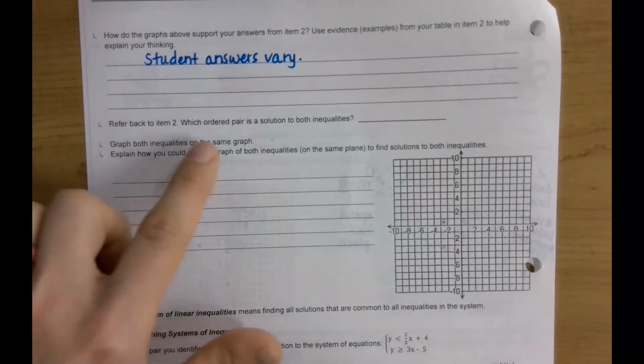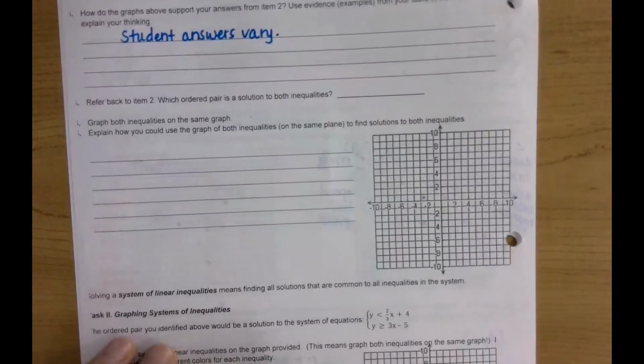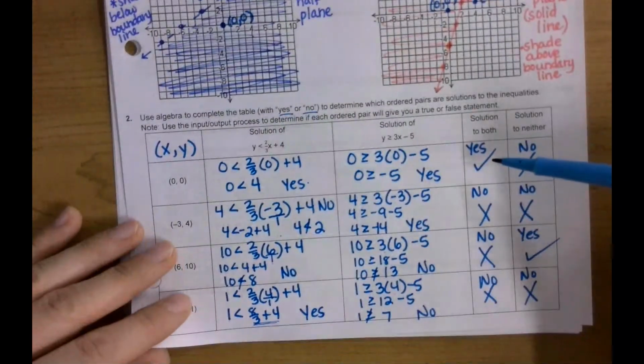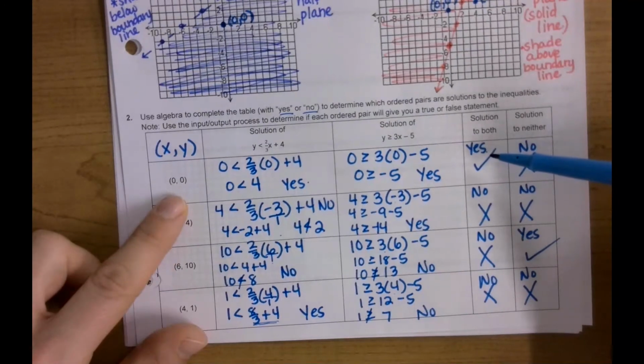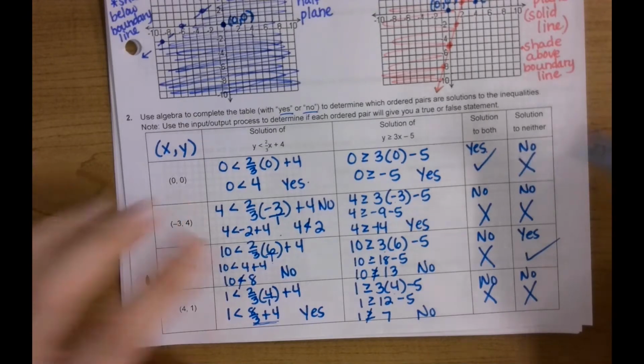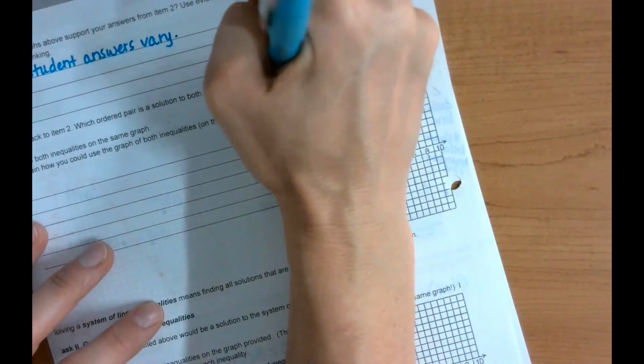Refer back to item 2. Which ordered pair is a solution to both inequalities? So let's go back to our table. Solution to both. The only one we got was 0, 0. Other than that, they were all either one or the other or neither. So we would put 0, 0 as a solution to both.